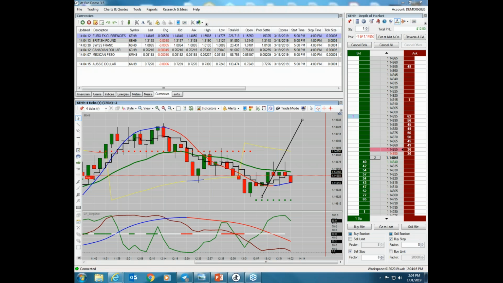All right, so let's see what happens. If it goes plus 4 ticks in our favor, 1, 2, 3, 4, right here, we're going to move that stop to break even. So hang with me here because my phone's ringing.